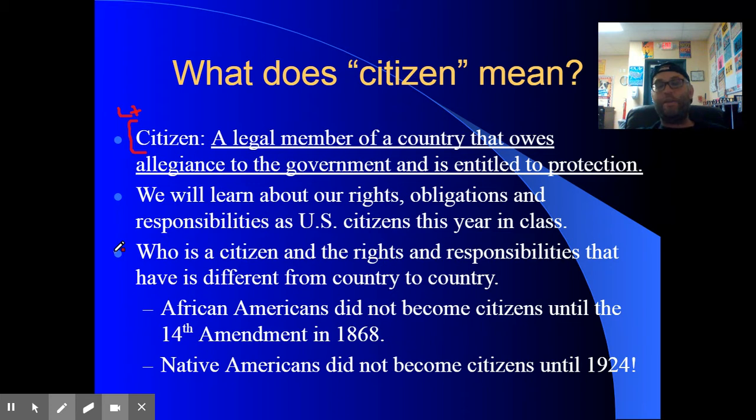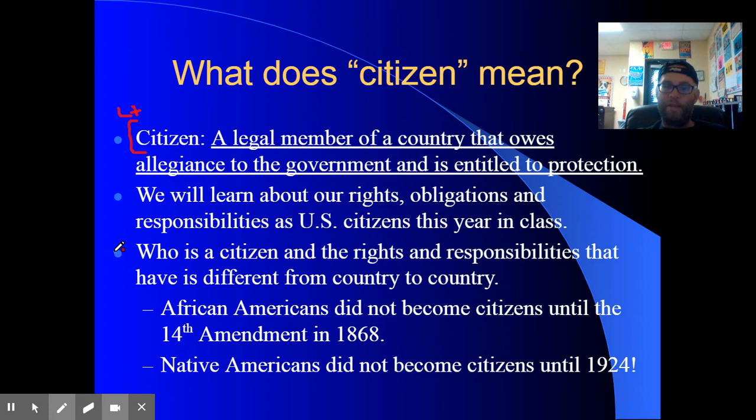A citizen is a legal member of a country, meaning that by their country's rules, they are a legal member of that country, and they owe allegiance to obey and follow that government, and they're entitled to protection of their rights by that government. It's an important definition because in a couple of weeks we're going to talk about John Locke's social contract theory, and that's exactly what it is. It is a contract that a person and government enter into together, and what it says is that a citizen agrees to follow the rules and obey the government. In return, the government must protect that citizen and protect their rights. So when we're using the term citizen, that's what we're talking about.